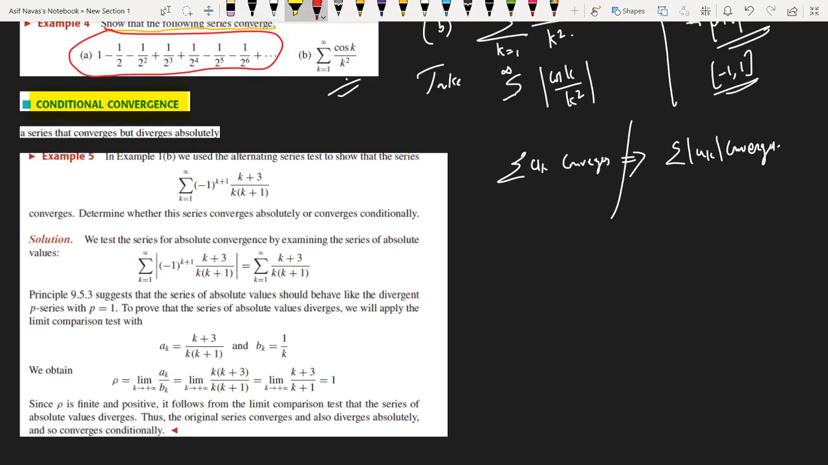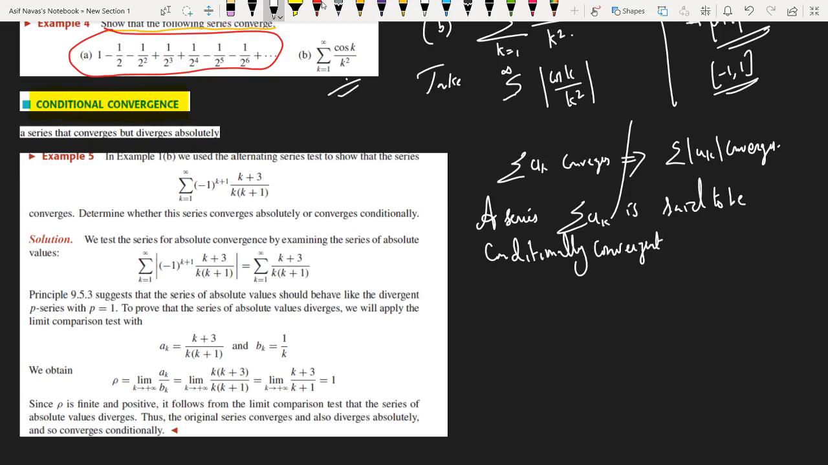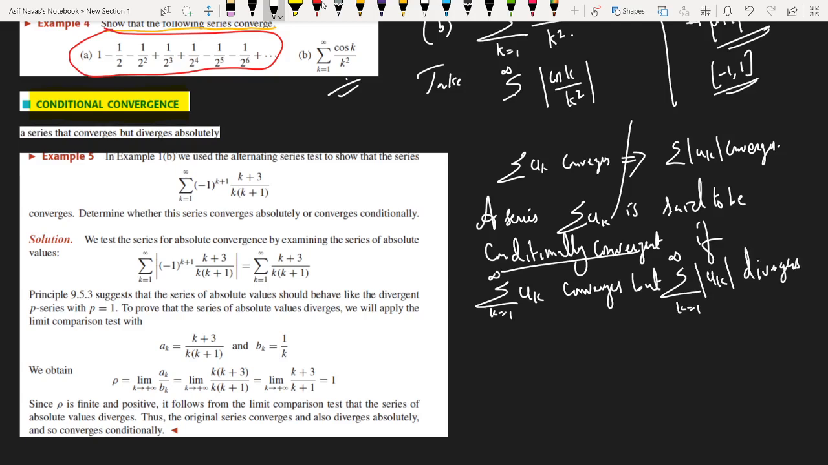A series sigma u_k is said to be conditionally convergent if sigma u_k, k equal to 1 to infinity, converges, but sigma k equal to 1 to infinity mod u_k diverges. That means a conditionally convergent series is a series that converges but diverges absolutely.